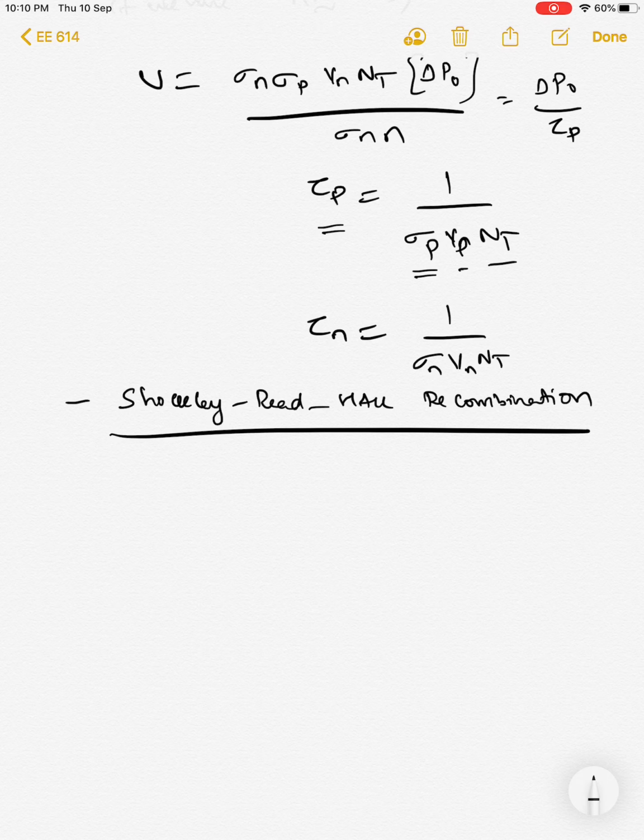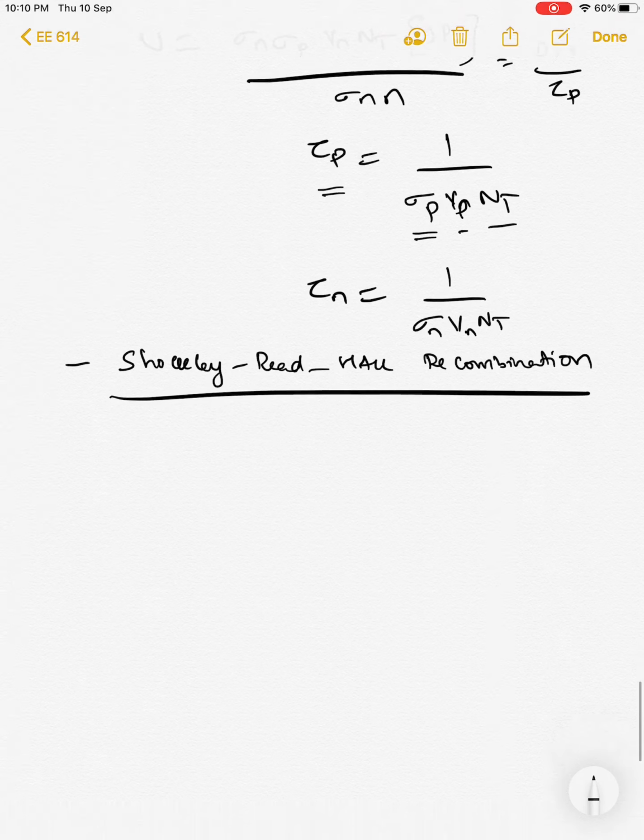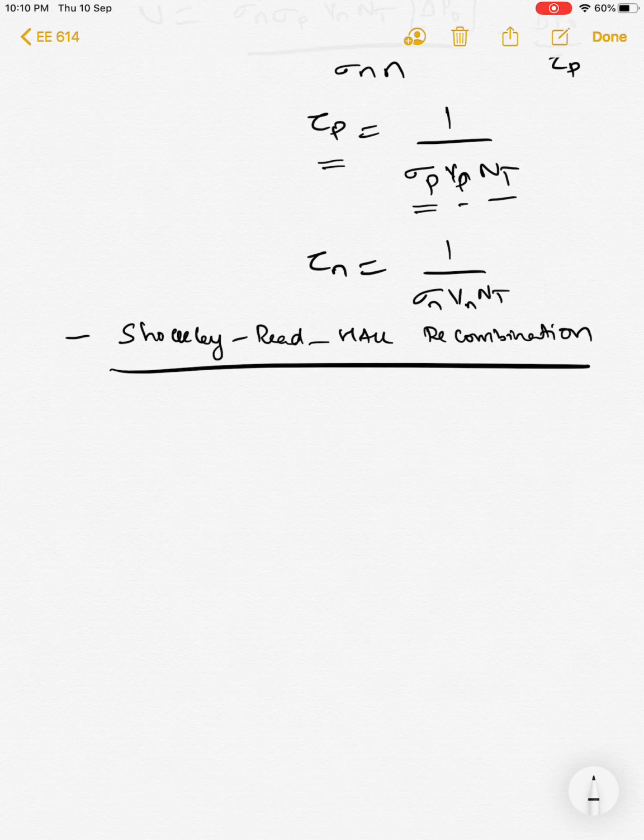For instance, experimentally it was found that even ppm levels of gold in silicon can dramatically reduce the lifetime, even for a doping density as small as 10 power 14 per centimeter cubed.